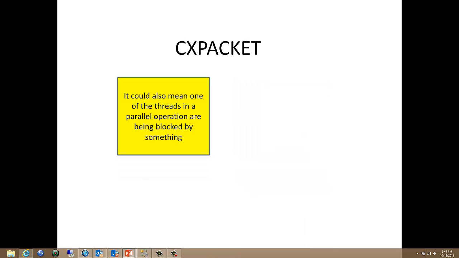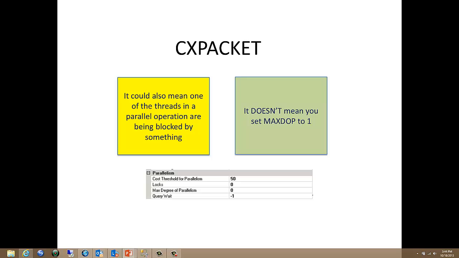It could also mean one of the threads on the parallel operation is being blocked for some reason. And we should probably dig in to find out why that thread is being blocked. It doesn't mean you set the MAXDOP to 1. Setting the MAXDOP to 1 means you remove SQL Server's ability to parallelize queries on that instance. Not just a database, this is an instance level setting, and this is a bad idea.